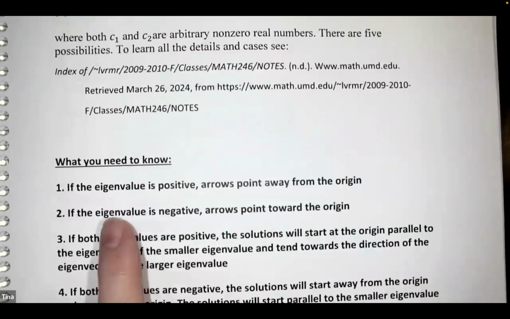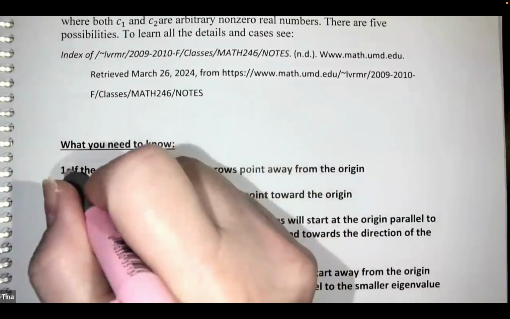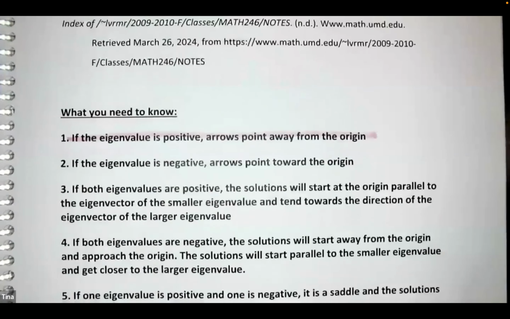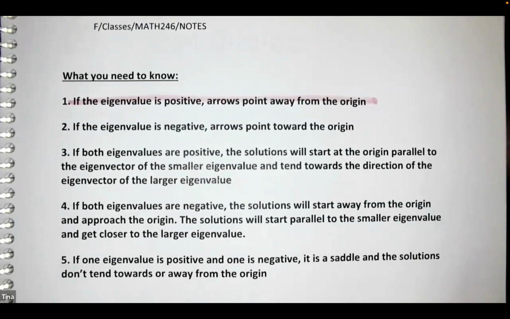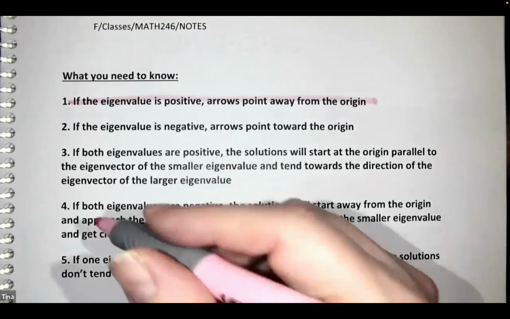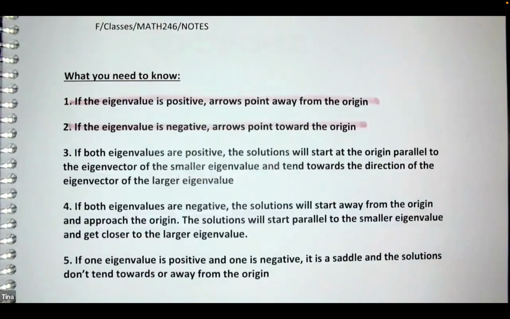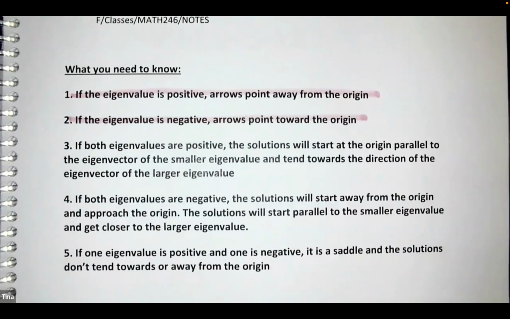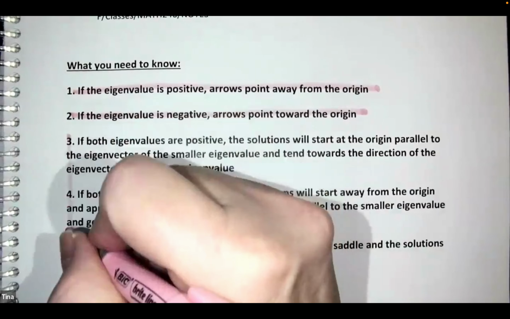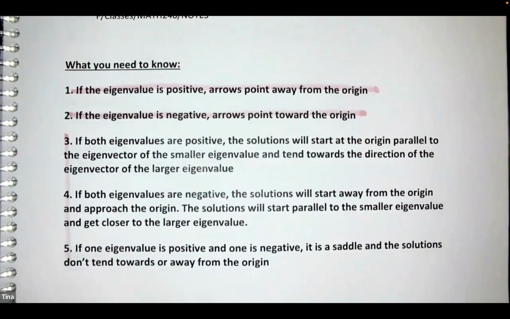Okay, and if your eigenvalue is positive, then your arrows along your eigenvector are going to point away from 0, 0, the origin. If your eigenvalue is negative, the arrows point towards the origin. And then here it talks about the sketch in each case, okay?